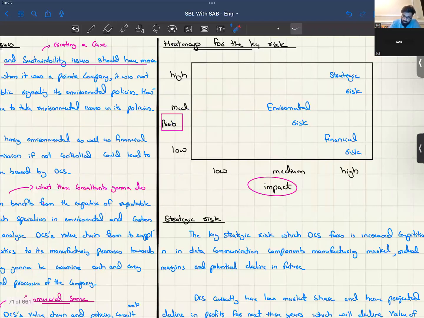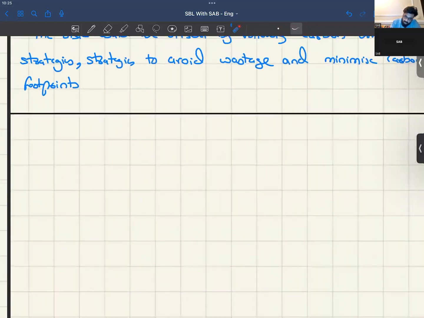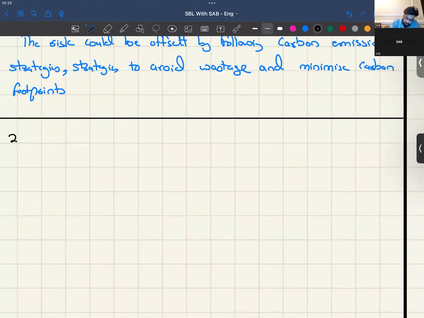So 2A, and now we're going on to B, right? Now we are going on to B, and that's part one.